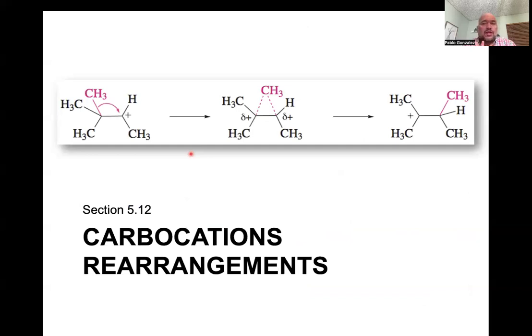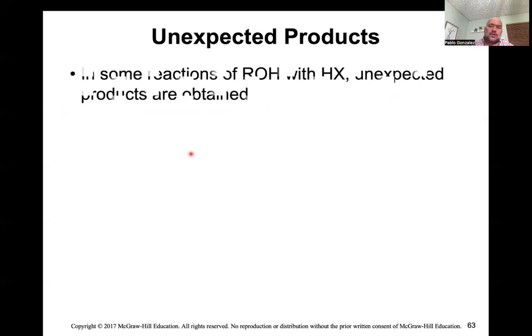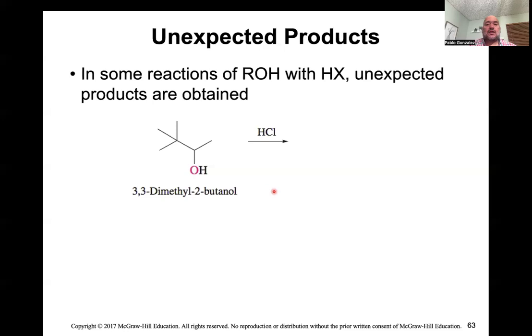Now let's talk about something really interesting that we're also going to discuss during the next couple of chapters: carbocation rearrangements. Sometimes we're going to have unexpected products, and one possible reason for an unexpected product is the rearrangement of carbocations. In some reactions of alcohols with the hydrogen halides, unexpected products are obtained.